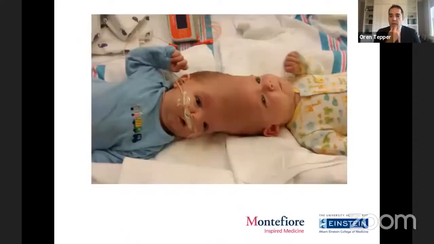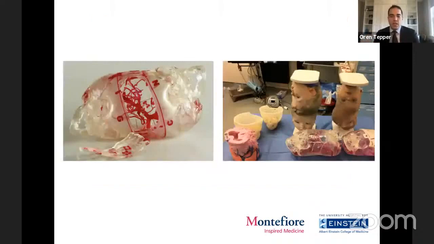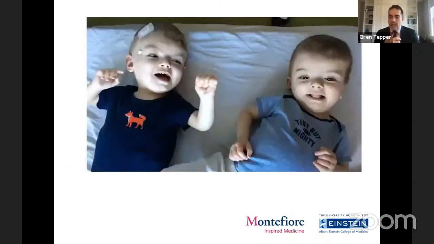Now, as many of you know, we had been involved in a separation of craniopagus twins or conjoined twins a number of years ago. And this was the kind of technology that we had used in the operating room, 3D printing of the skull, of the brain, and you can see how helpful that technology was. But my point in showing all of that technology is not to say we're using it for these uniquely complex cases. We're doing this day in and day out.